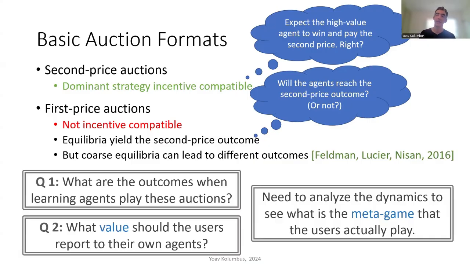And we will see that the first point here gets a negative answer. We're not going to get the second price outcome in the second price auction when it is played through these bidding agents, whereas in the first price auction, we are going to get the second price outcome. Let's see how this looks.